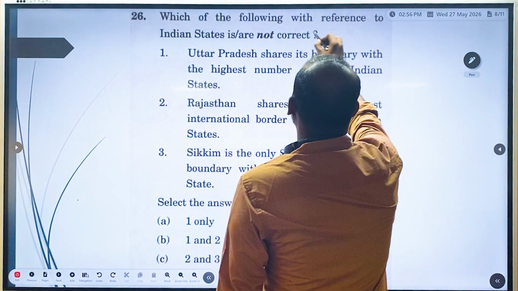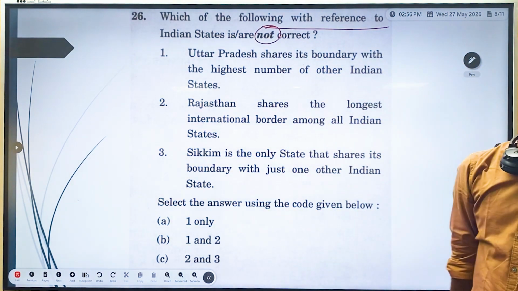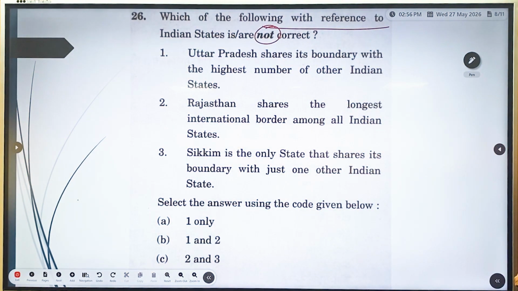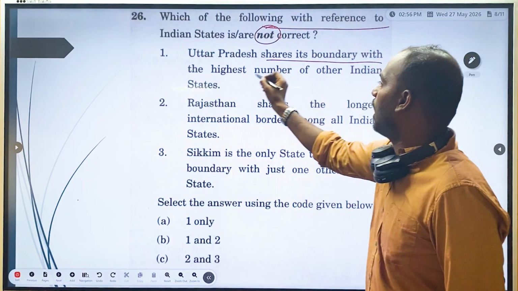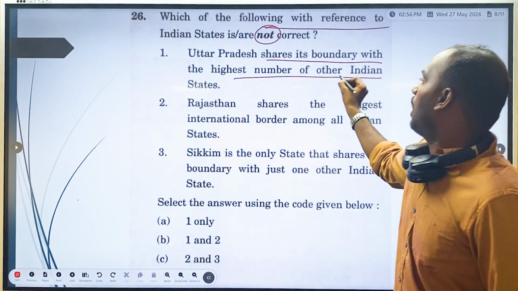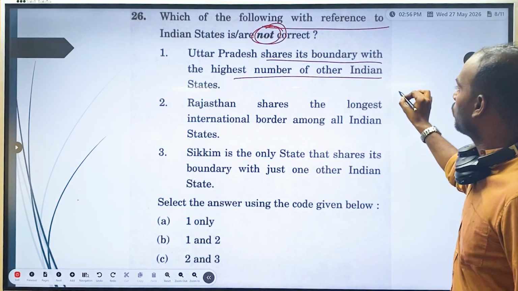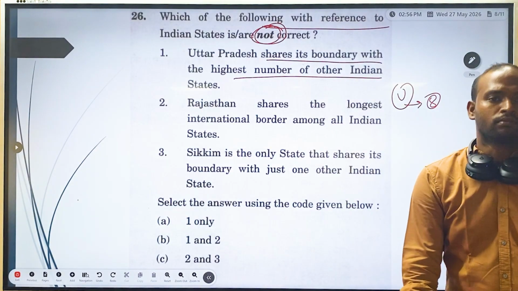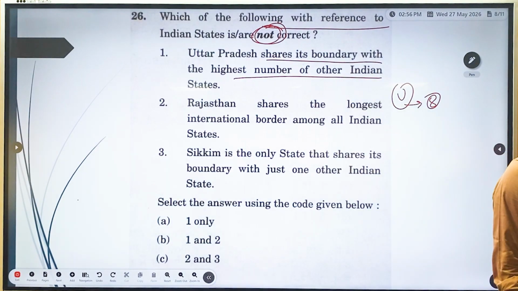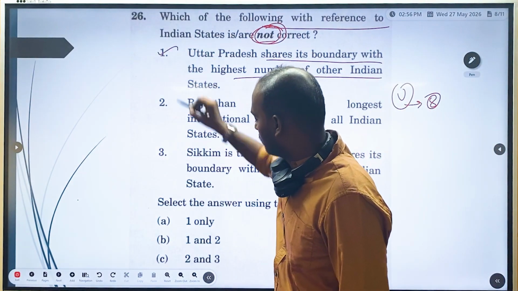Which of the following with reference to Indian states is not correct? Uttar Pradesh shares its boundary with the highest number of other Indian states. They are asking not correct. Uttar Pradesh shares border with 8 Indian states, which is highest. Then this is correct.